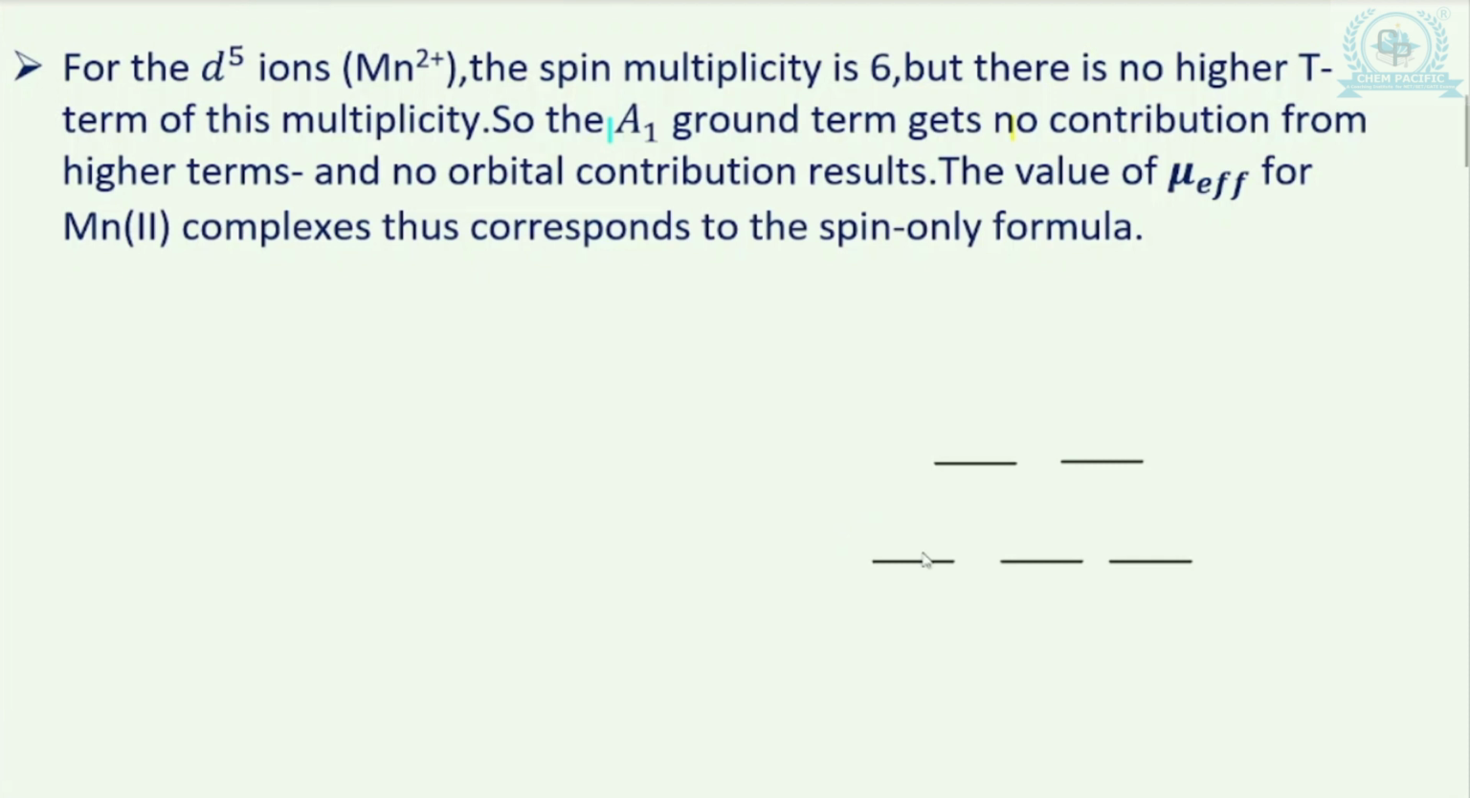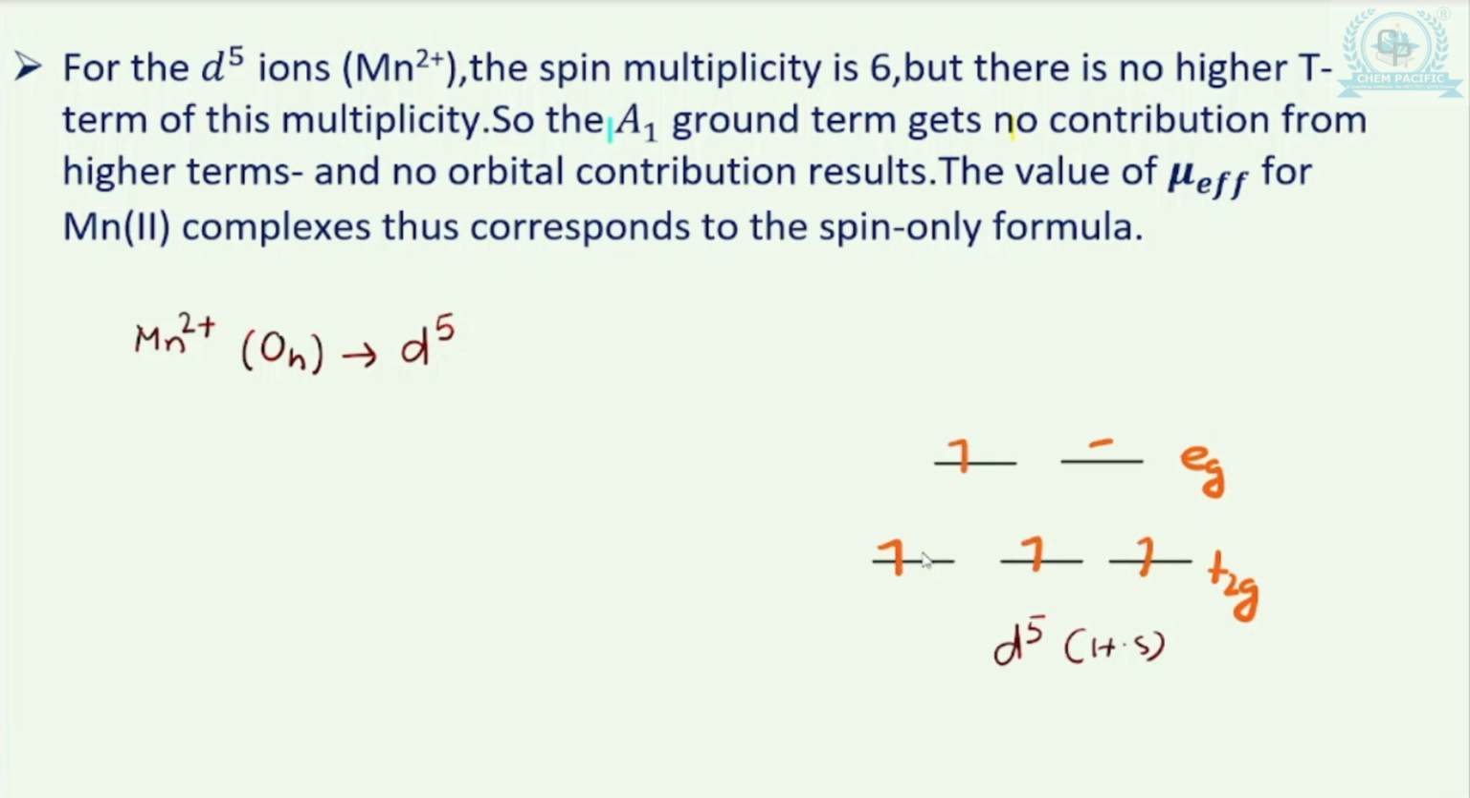Let us consider the example of manganese 2+ in the octahedral field. ठीक है. You must know manganese 2+ in the octahedral field has d5 electronic configuration. ठीक है. तो अगर ये high spin octahedral field हो जाता है, d5 manganese high spin, so it is going to have this is your t2g and this is your eg. Okay, so 1 2 3 4 5.